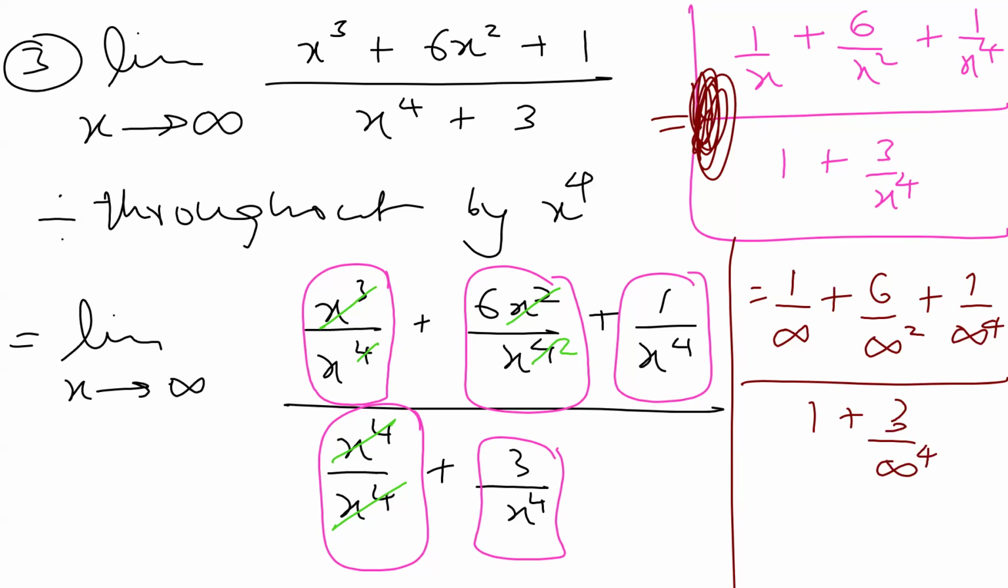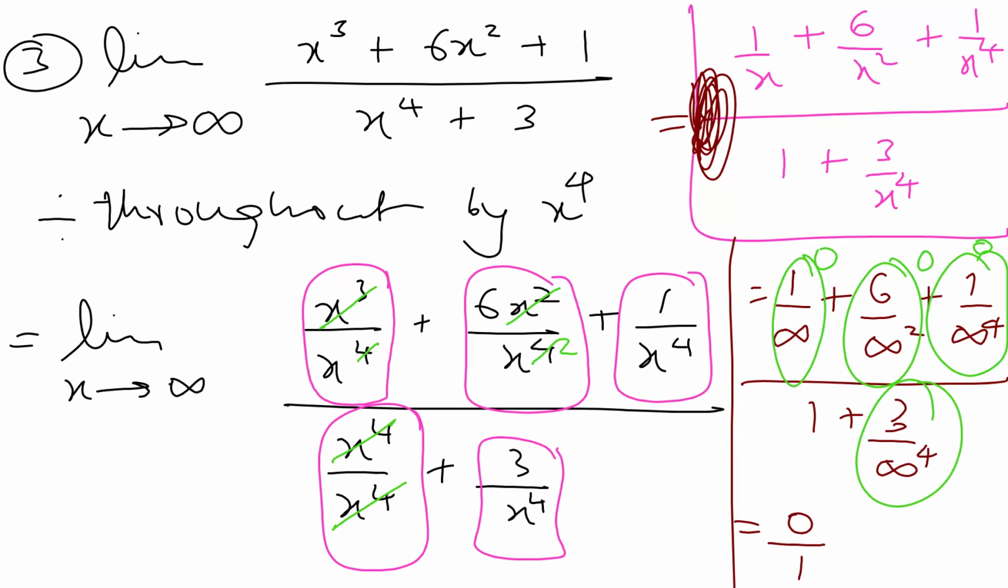Okay. Now what are these values in green? They are all 0. So this is 0, this is 0, this is 0, and 1 plus 0 is 1 in the denominator. So 0 upon 1. The green colored circles are 0, but the denominator is 1 plus 0, which is 1. What is 0 upon 1? So 0.